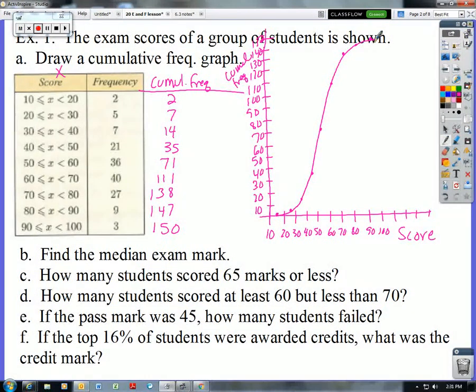The other thing that you can do on the right hand side is you can figure out your percentiles. So we know that this is 150 total, so half of that, let's do the quartiles here. Let's do lower quartile, median, upper quartile.